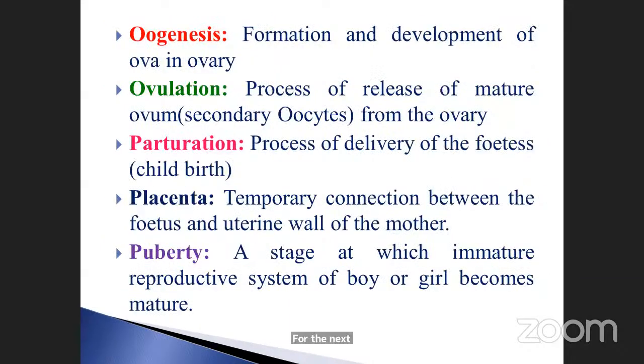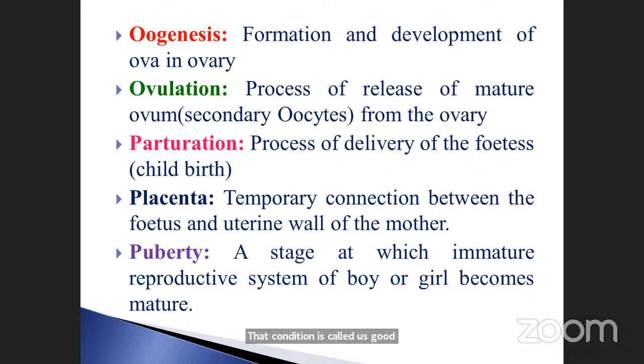The next one is oogenesis. Oo denotes the egg. Oogenesis is the formation and development of the ova within the ovary. That condition is called oogenesis.